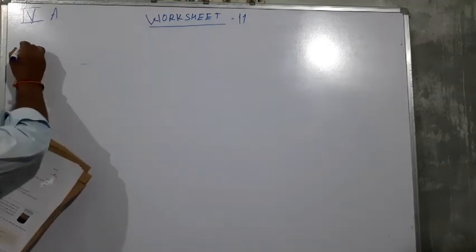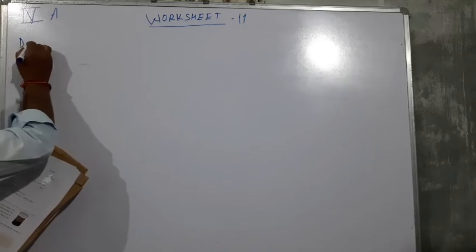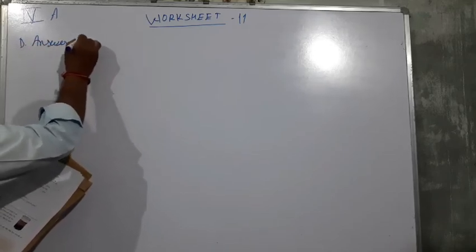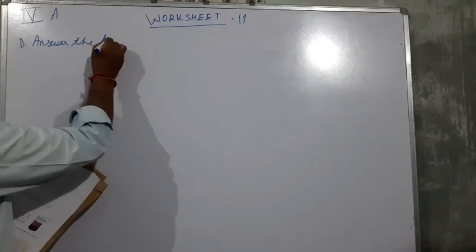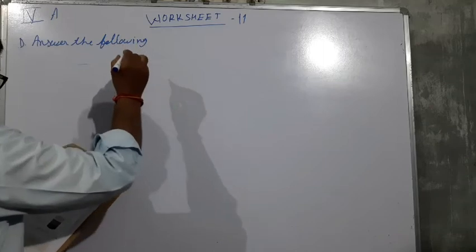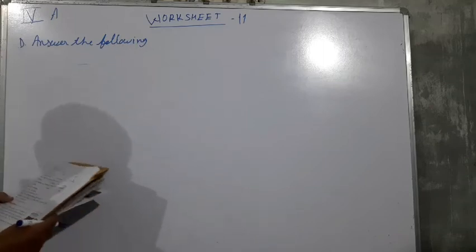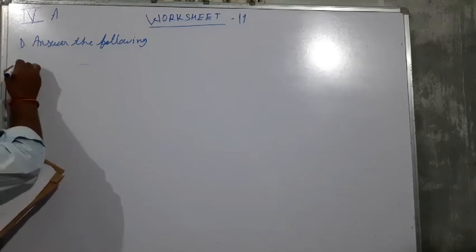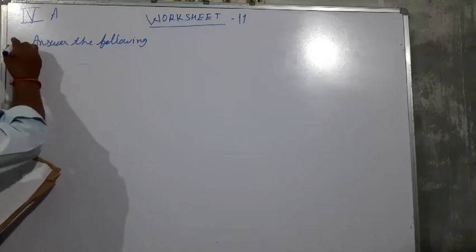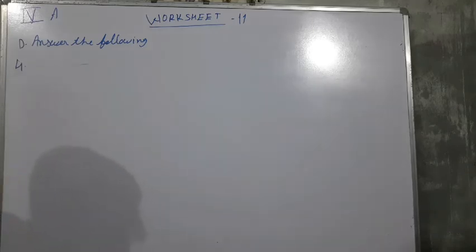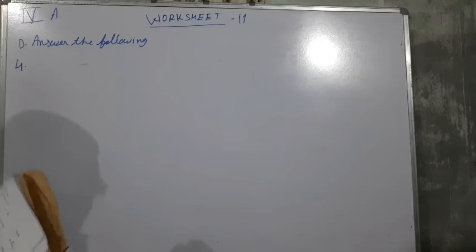Answer the following. D. Answer the following, and in which we are solving the question number 4 in the D section. Explain the 3 layers of soil. Which layer is good for plants?